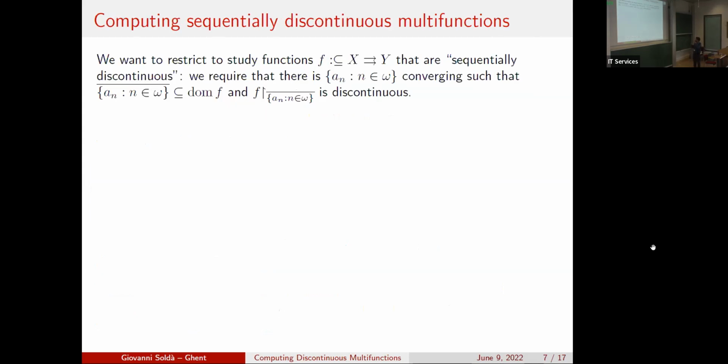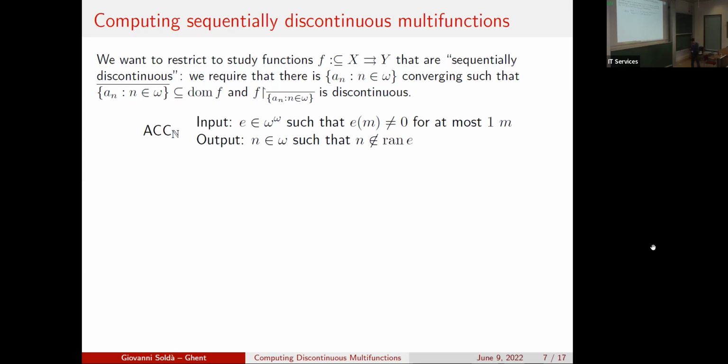So it makes sense to restrict the attention to something tamer, some form of discontinuity which is easier to have in mind. And this is what we are about to do. So we want to study functions from X to Y that are sequentially discontinuous. What do we mean by that? We require that there is a converging sequence in the domain, converging to something in the domain, such that if we restrict f to this converging sequence, then this problem is discontinuous.